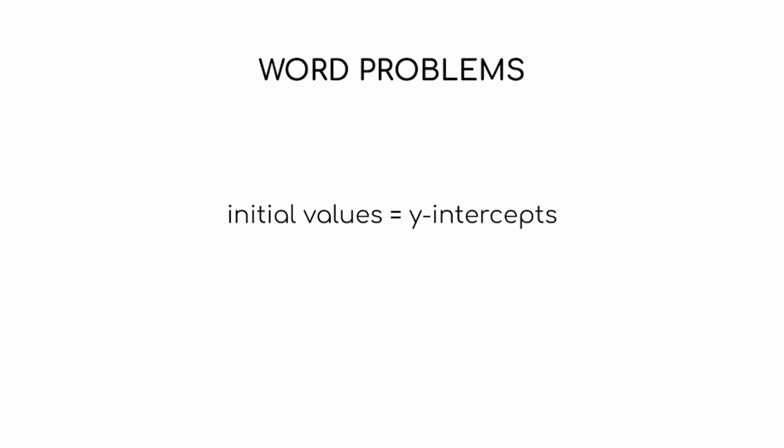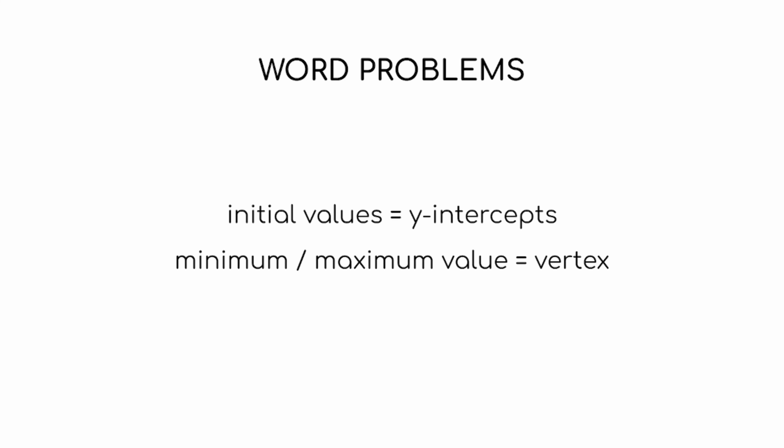Lastly, I do have some tips for word problems on quadratics. The first one is that initial values will be y-intercepts. So if the question said something like, they threw a ball from 10 feet up in the air, 10 feet is your initial value, and your y-intercept will be 10.